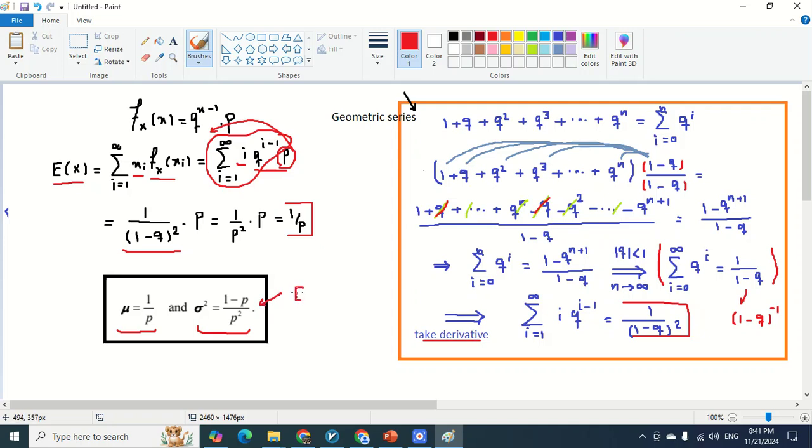You can calculate the variance as well with a similar discussion. You should calculate E of x squared for that case, which leads you to this expression, where you have i squared times the probability, q to the power of i minus 1 times p. And again, you should use a similar discussion by taking the derivative of this expression two times.